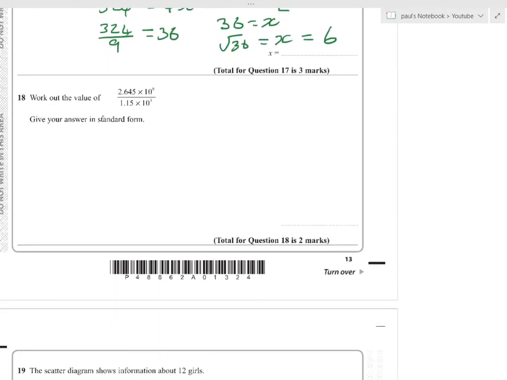Right, give your answer in standard form. That is 9 and that is 3. So I wonder what that is. 2.645 divided by 1.15. That's 2.3. And 9 take away 3 is 6, times 10 to the 6.